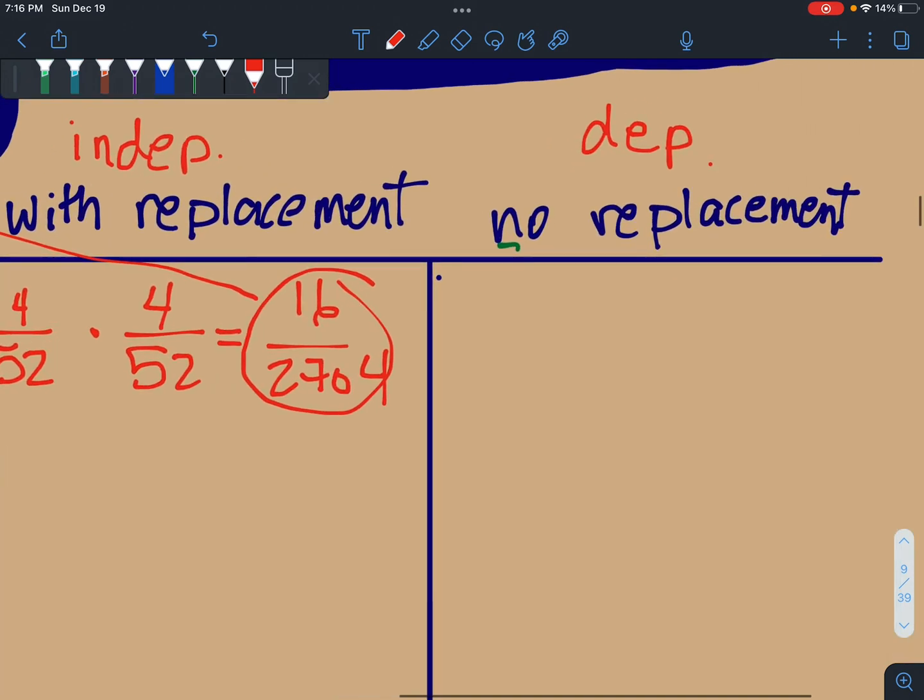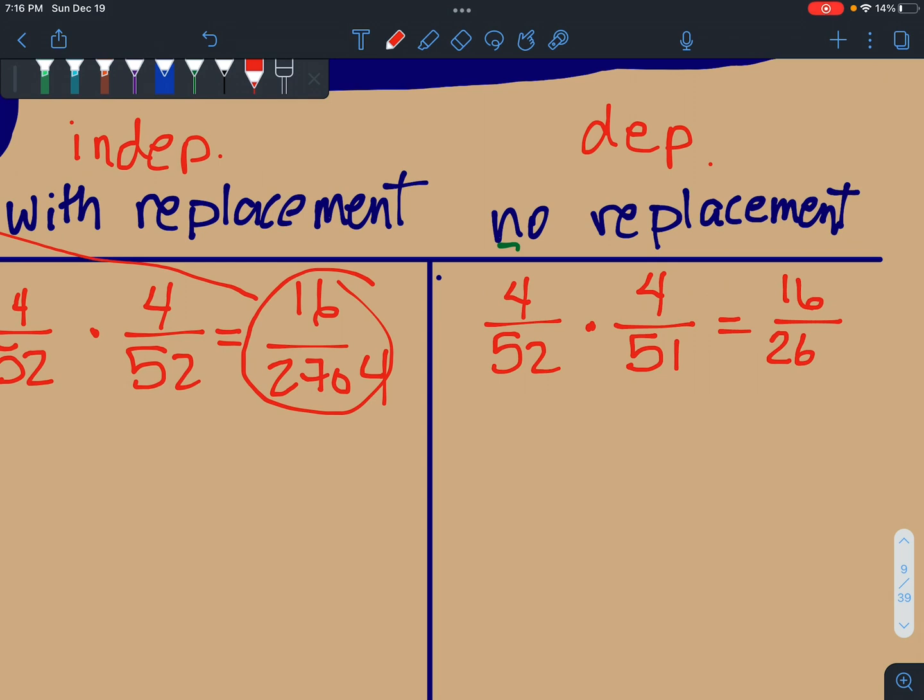Now what if you did not replace? Why, there's still 4 out of 52 on the first one, but now the deck of cards has one less card in it. Are there still 4 aces in it? Why, sure there are. So the answer would be 16 out of, and this time I would need to make my denominator a little bit smaller, so 2,652.